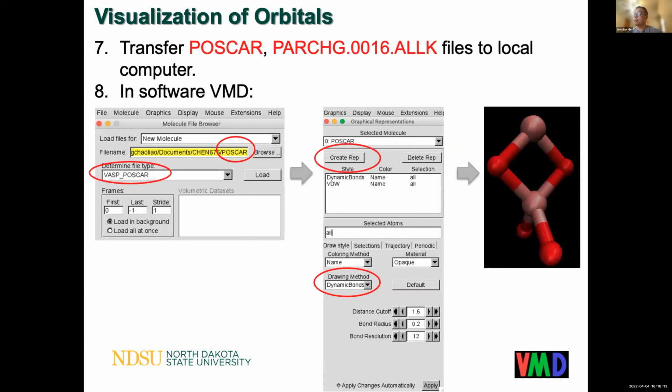After that, we need to transfer the POSCAR and the file we generated to the local computer. Open the VMD software and load the POSCAR file into VMD, and then we choose graphics representations to create a new representation. For the drawing method, we choose dynamic bonds to show the bonds figure.